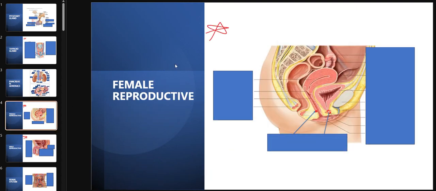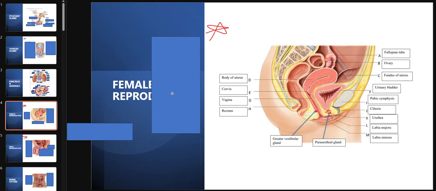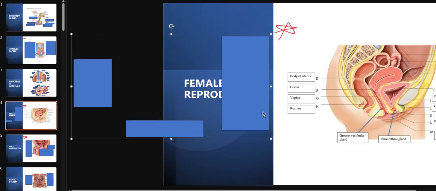Okay, female reproductive system. We have the body of uterus, cervix, vagina, rectum, greater vestibular gland, paraurethral gland. We have fallopian tube, ovaries, fundus of uterus, urinary bladder, pubic symphysis, clitoris, urethra, labia majora, labia minora. Okay.